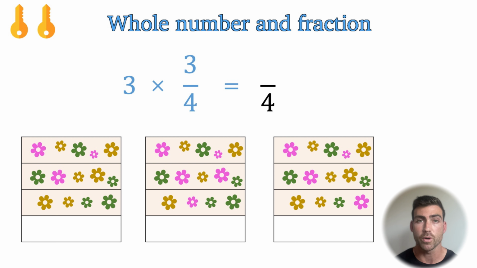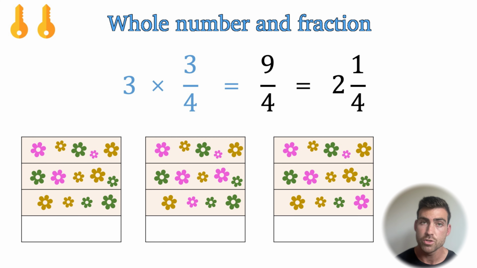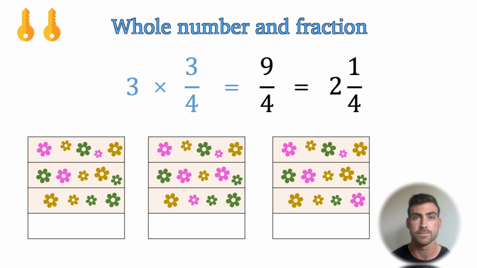Each garden bed is broken up into quarters. The numerator represents how many sections are flowers, which is 9, giving us an answer of 9/4. And as a mixed numeral, 2 and 1/4.